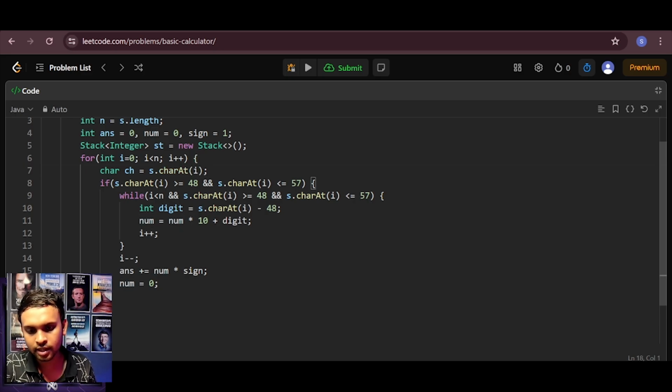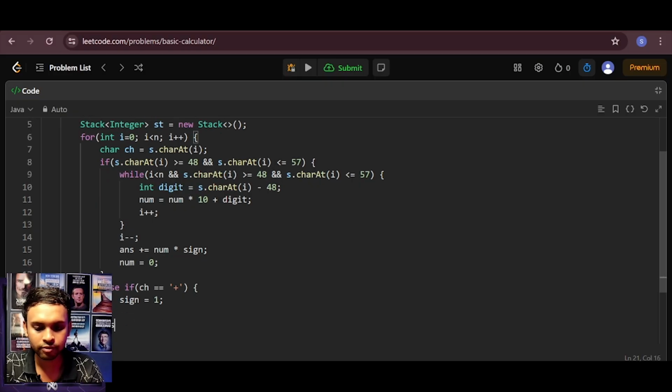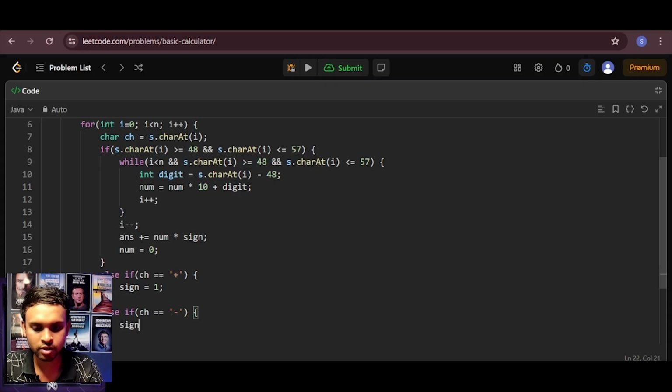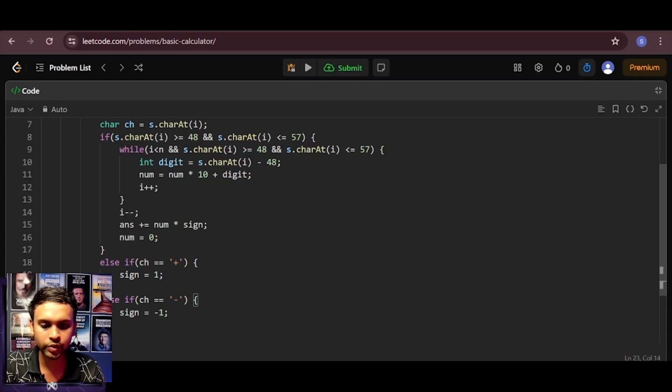So in the next conditions, if it is not a number, what else are the conditions? Else if the character ch is equal to a plus sign, then it is quite simple. What we do is, we assign the value of sign to 1, right? Else if my character is a negative sign, then what we do? We just change the sign to -1. That is what we do.